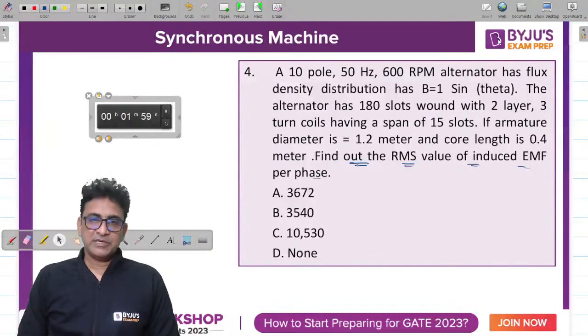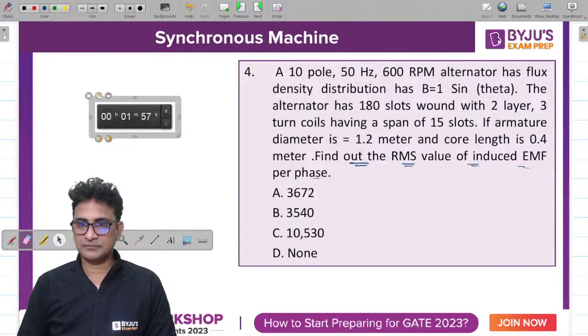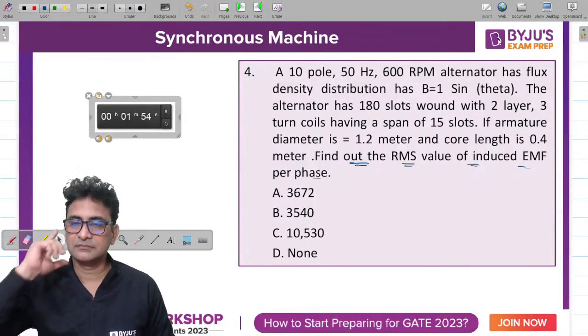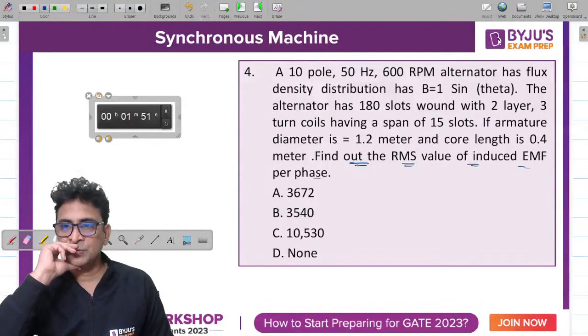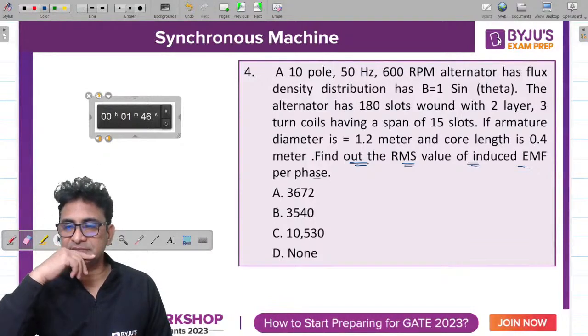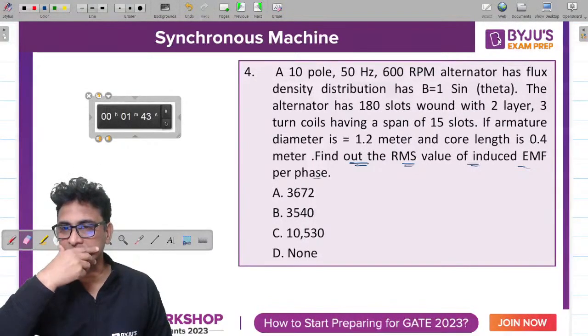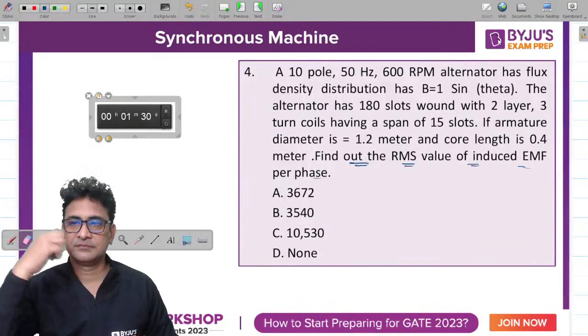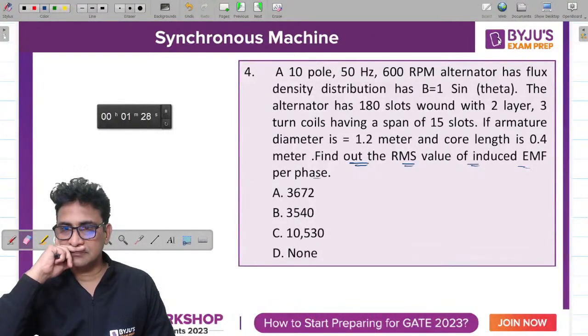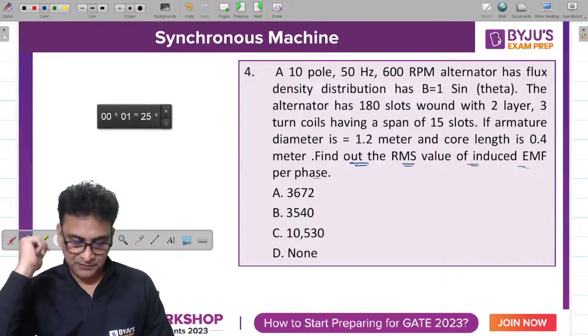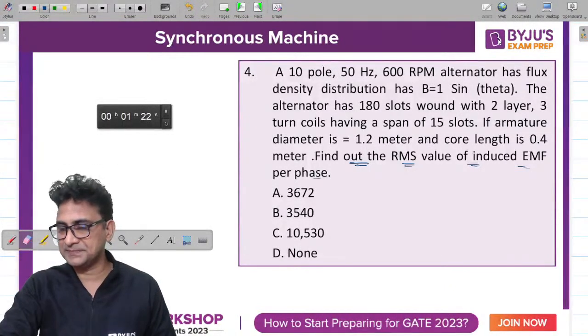You are left with 2 minutes. Two-layer winding we are using, and each coil has 6 turns. Per phase, you have to find out the induced EMF per phase.